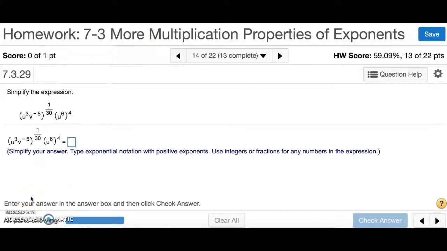All right, so let's look at number 14. It says to simplify the expression. Now, there is a lot going on, but let's take a closer look at it and we'll take it step by step.